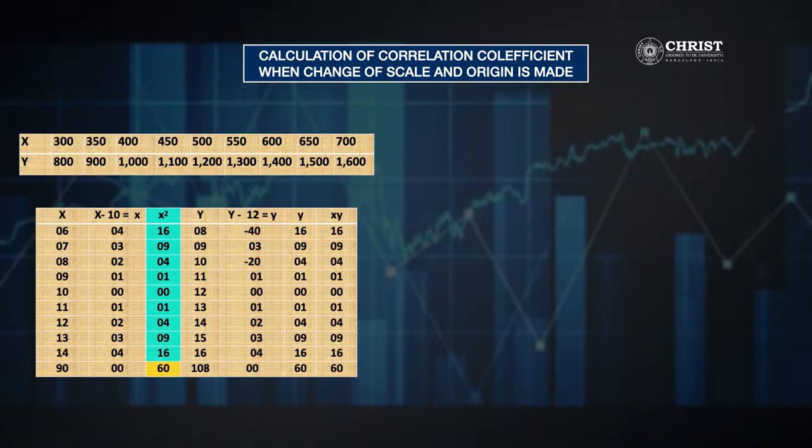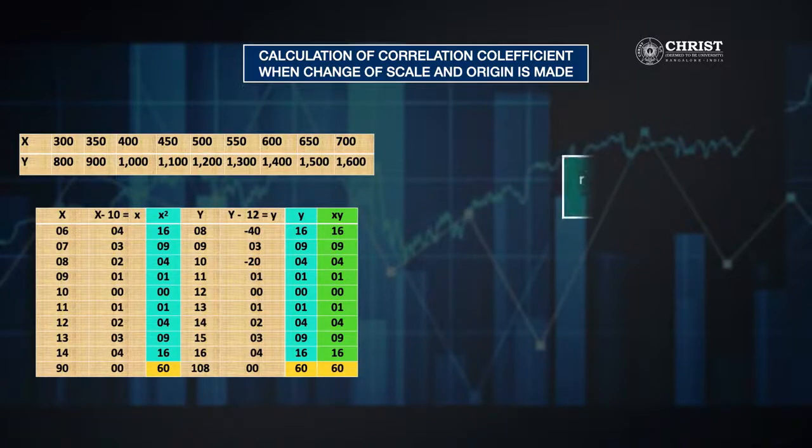The total is 60. Similarly, for the y series, you calculate the mean and you get 12. Then you take the deviations, that is small y, and the squares of those values: 16, 9, 4, 1, 0, 1, 4, 9, 16. The total is 60. Similarly, you calculate xy, that is small x into small y: 16, 9, 4, 1, 0, 1, 4, 9, 16. The total is 60.